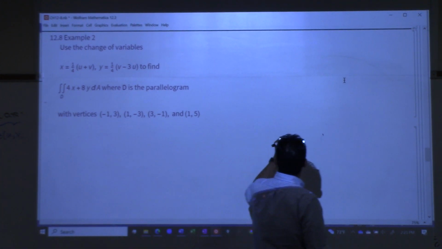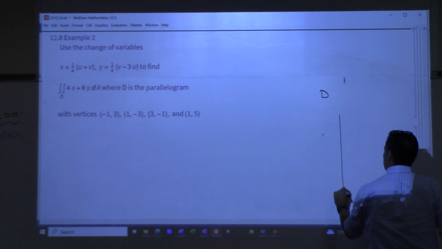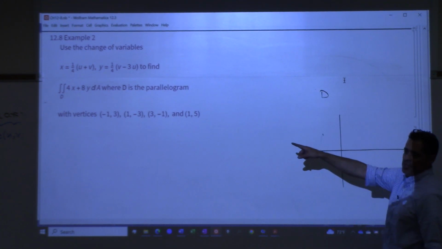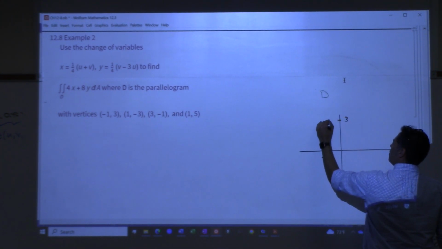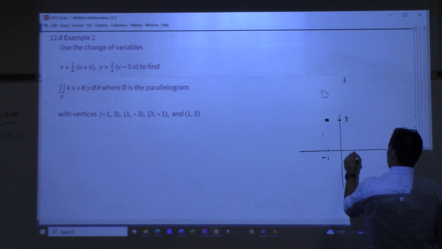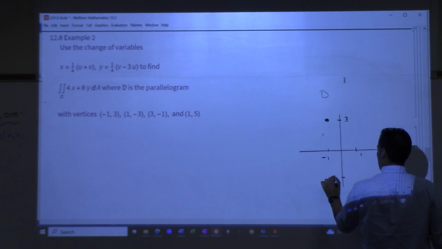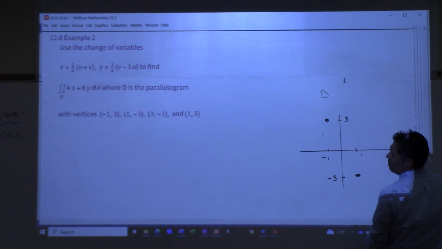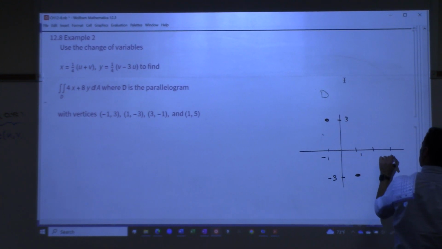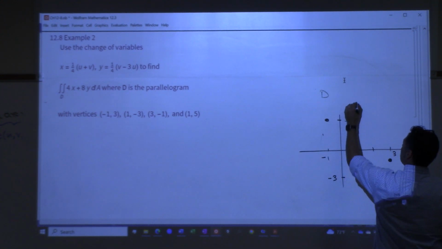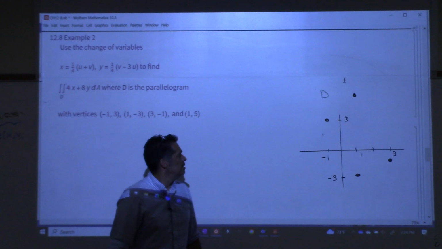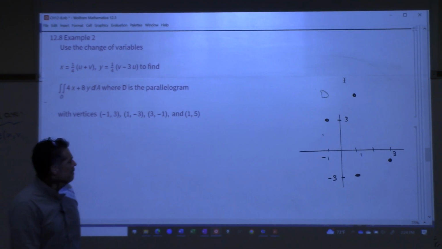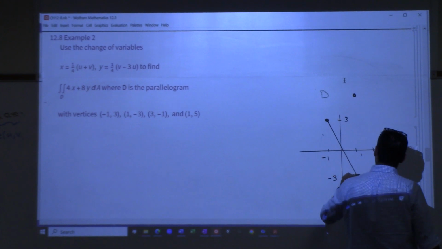So I'd like to draw the region D first. And to draw the region D, I'm just going to plot the vertices of this parallelogram. So negative 1, 3 is a point right there. 1, negative 3, point right here. 3, negative 1, somewhere around here. And 1, 5 is somewhere up here, like this. It's not a great picture, but you could plot the points more accurately, right? And then I'm going to draw the parallelogram that's connected here.